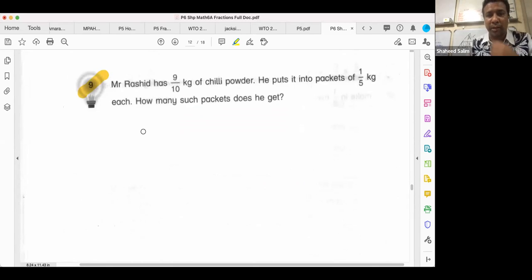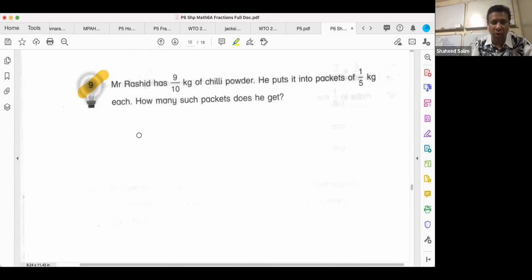Okay, now we try Mr. Rashid. He has 9/10 kg of chili powder.